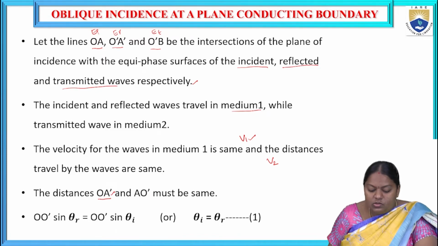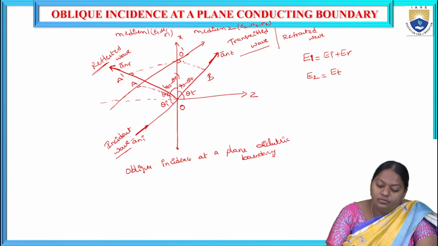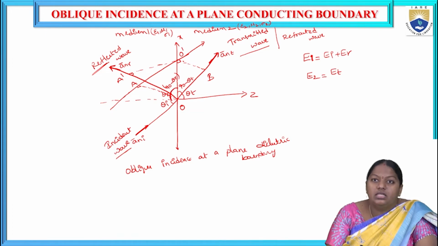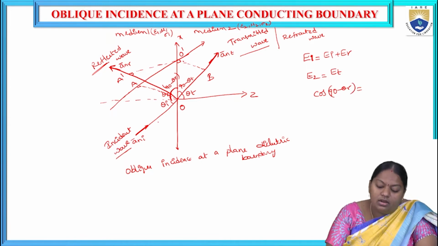How can we write this? First consider the triangle OAO dash. For this, the reflected wave angle is given by theta R. If this angle is theta R, then this one becomes 90 minus theta R. If you write the cosine function for that triangle, cos of 90 minus theta R, this is the triangle AO dash O.